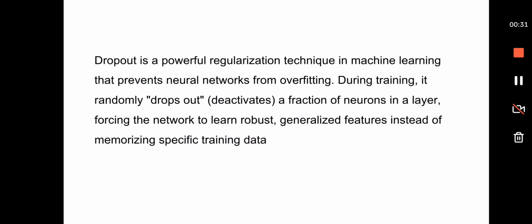Dropout is a powerful regularization technique in machine learning. It helps to prevent neural networks from overfitting. During training, dropout randomly deactivates some neurons in the network. This forces the model to learn general features instead of memorizing the training data. As a result, the neural network becomes more robust and performs better on unseen data. Now let us see the core concept behind dropout.